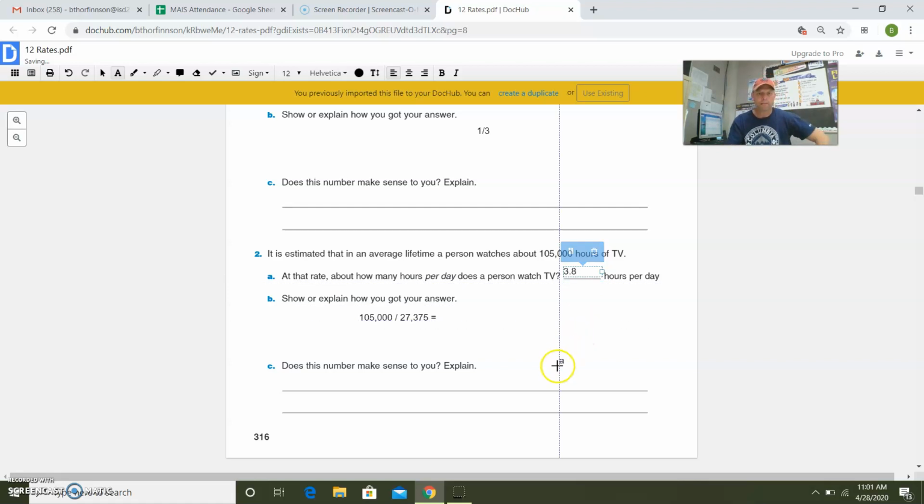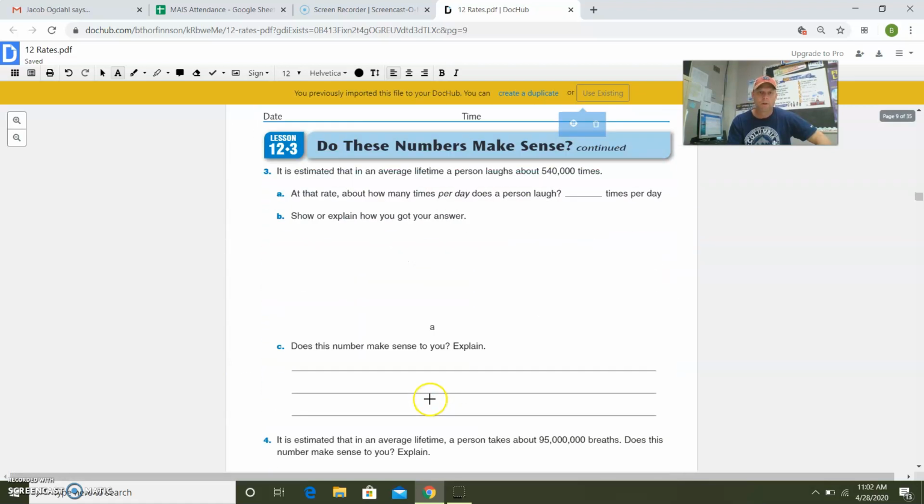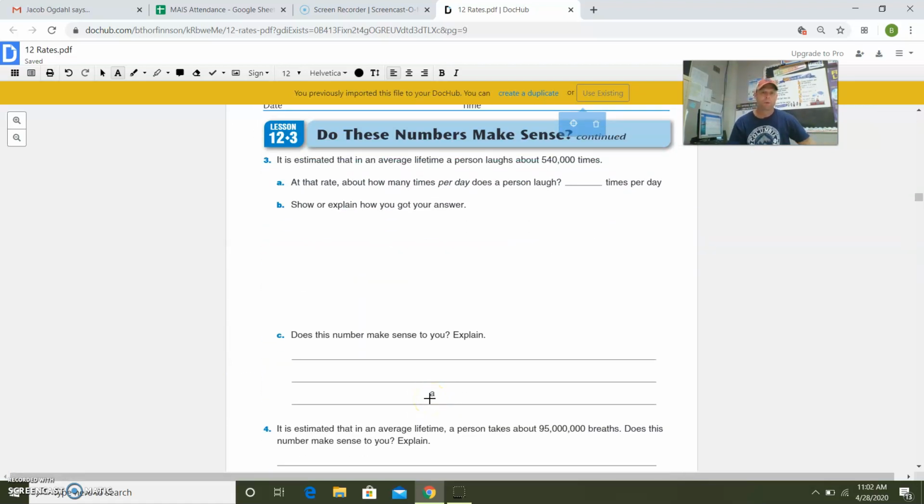3.8 hours a day. Does that make sense to you? Are you in front of a screen for almost 4 hours in a day? Some of you maybe, I hope not. But some of you maybe aren't even close to that. But then you have to explain, does that make sense to you? So you can pause it quick, say yes or no, and just a quick one sentence answer if that makes sense to you. Let's move on to the next page.